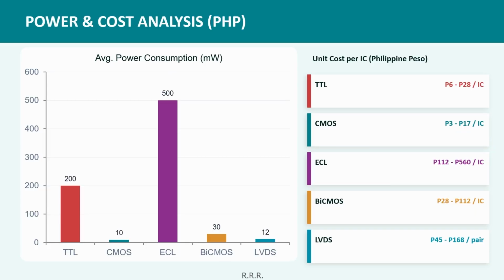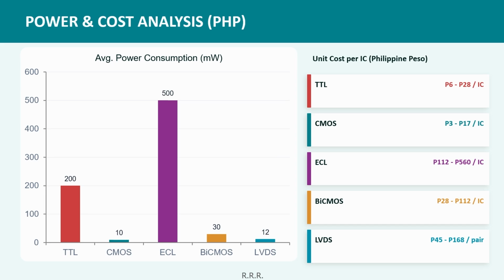This slide puts the numbers into sharp visual focus. The bar chart on the left shows average power consumption in milliwatts for each logic family. Look at the ECL bar, 500 milliwatts. Then look at TTL, 200 milliwatts.